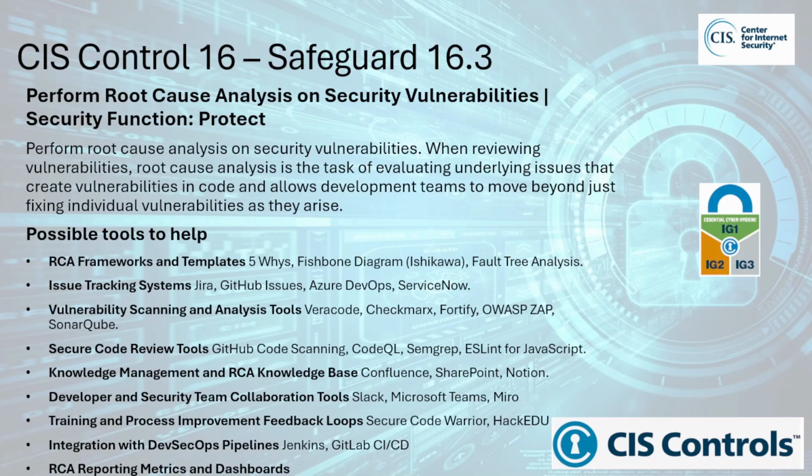The safeguard requires organizations to go beyond fixing individual software vulnerabilities by conducting root cause analysis, or RCA. The goal is to identify and understand the underlying reasons why vulnerabilities occurred in the first place, such as insecure coding practices, design flaws, lack of developer training, or process gaps.